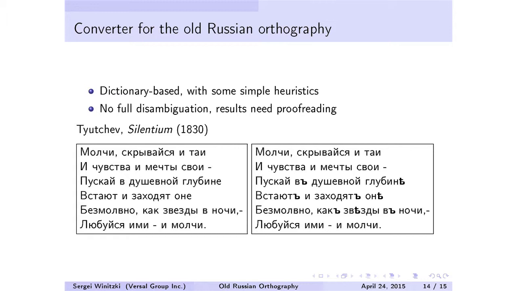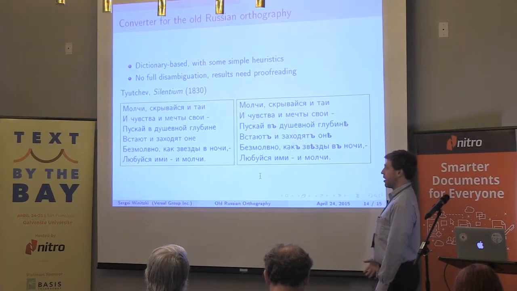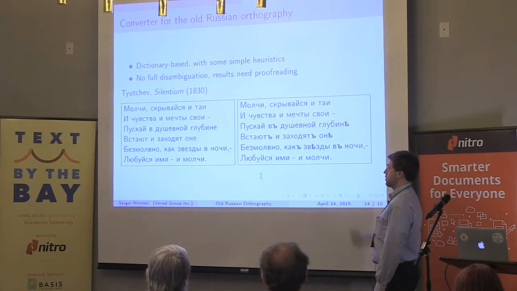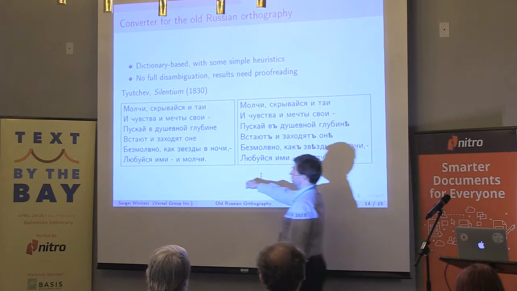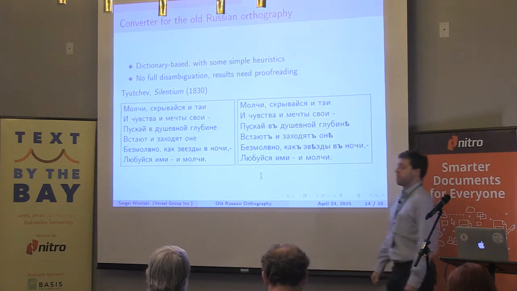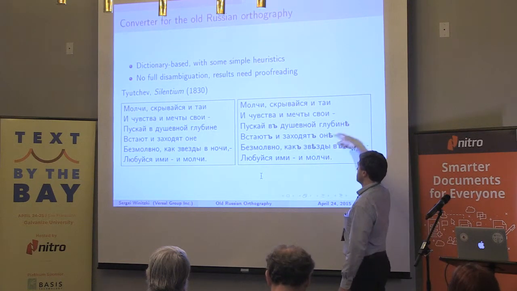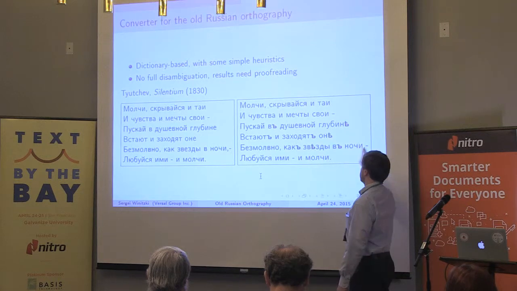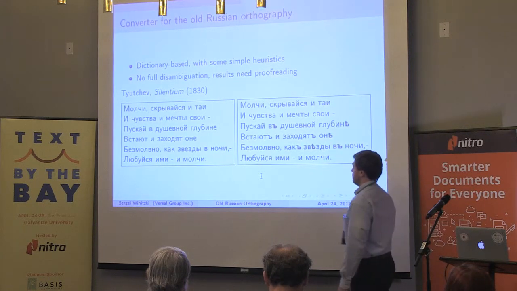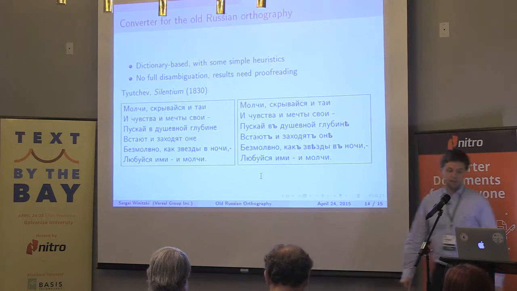My converter worked in some simple ways. It had no real disambiguation. It had a dictionary-based lookup with some heuristics. So here's an example of converting a poem that most Russian speakers would recognize to the new orthography. You see that you would have to insert a few things in select locations, and that is how I would expect this to work.